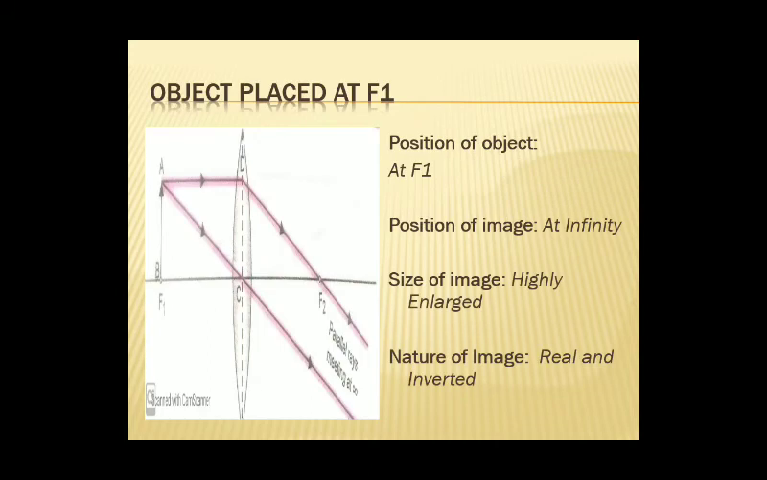In this ray diagram, the object is placed at F1. Again, rule 1, rule 3, and you can see that the refracted rays are parallel. Parallel rays mean they will meet somewhere at infinity. So the position of the image is at infinity, with rays going down, down, down. On comparing with the principal axis, it means the size of the image is highly enlarged, and obviously the nature of the image is real and inverted.